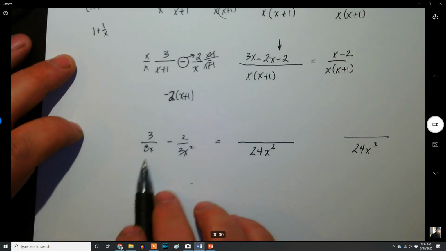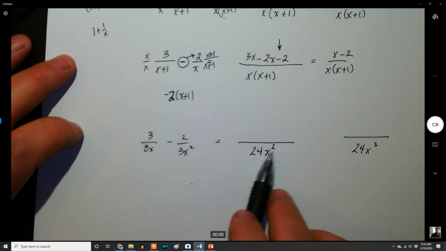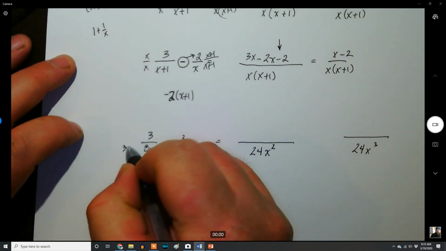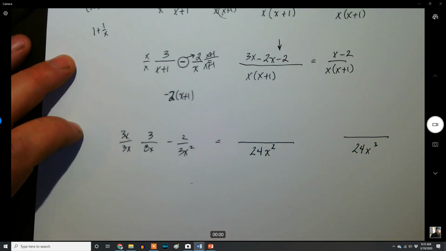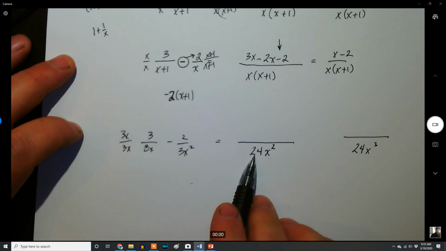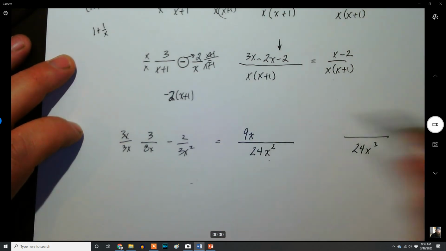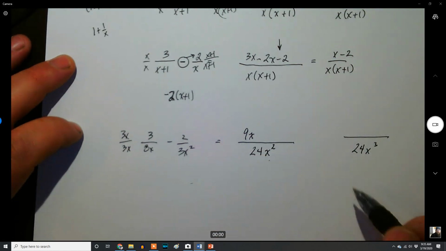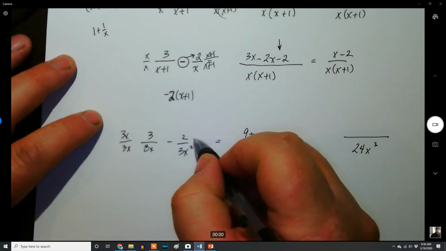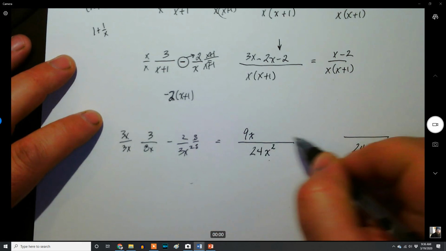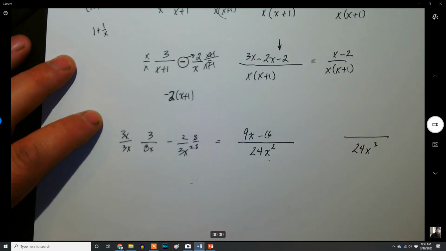So here's what we're going to do. To make this denominator into 24x squared, we have to multiply by 3x. Do you see? 3x times 8x is 24x squared. 3x times 3 is 9x. Now, this one, it's already got the x squared. We're good there. We have to multiply by 8 over 8. That gives us a negative 16.